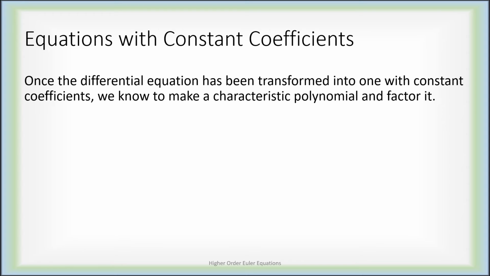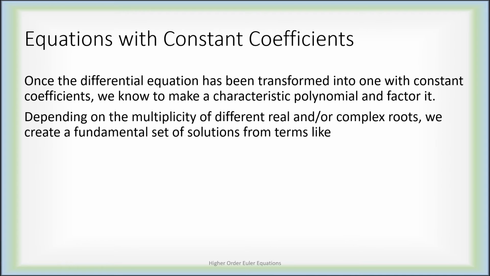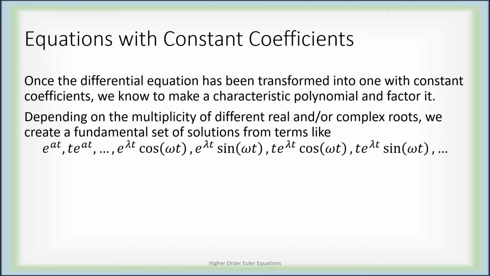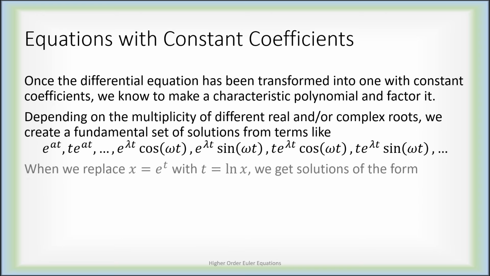So once we've done this substitution, the differential equation has been transformed into one with constant coefficients, and we know how to find solutions to those. We make a characteristic polynomial and factor. Depending on the multiplicity of different real and/or complex roots of this characteristic polynomial, we create a fundamental set of solutions involving terms like e to the at, t e to the at, etc. We may also have exponentials times cosines or sines, and possibly with t's, t-squareds, etc., multiplying those.